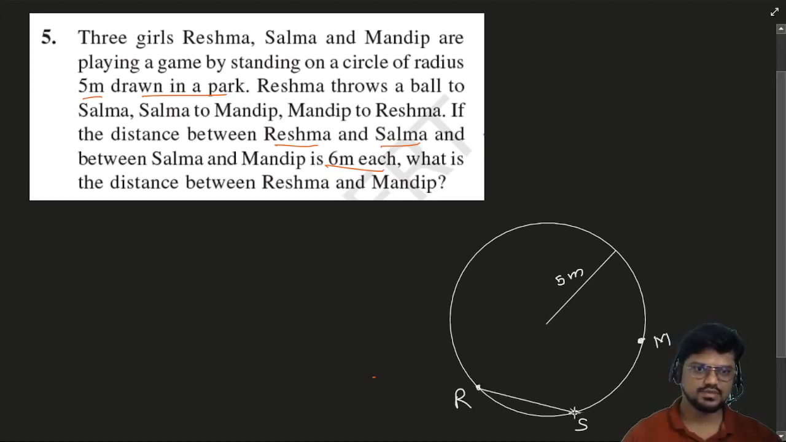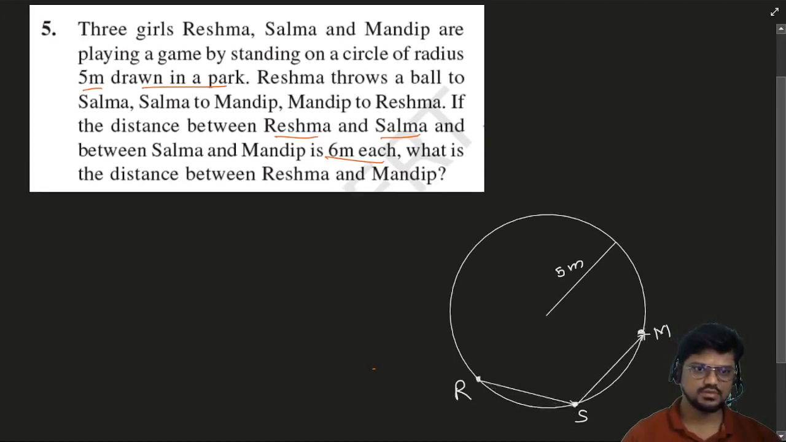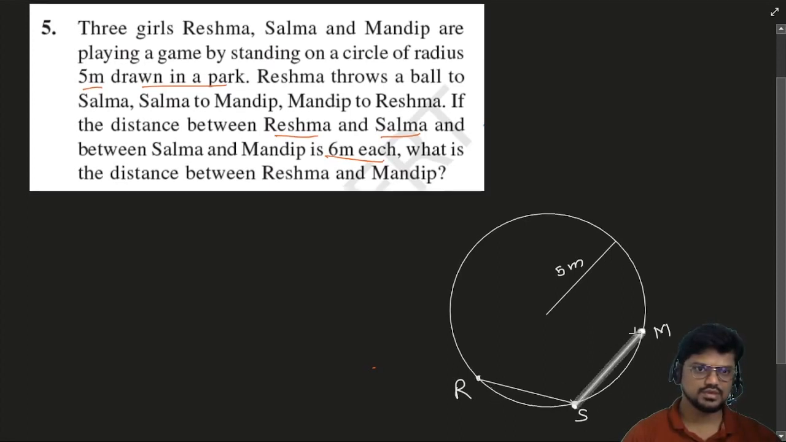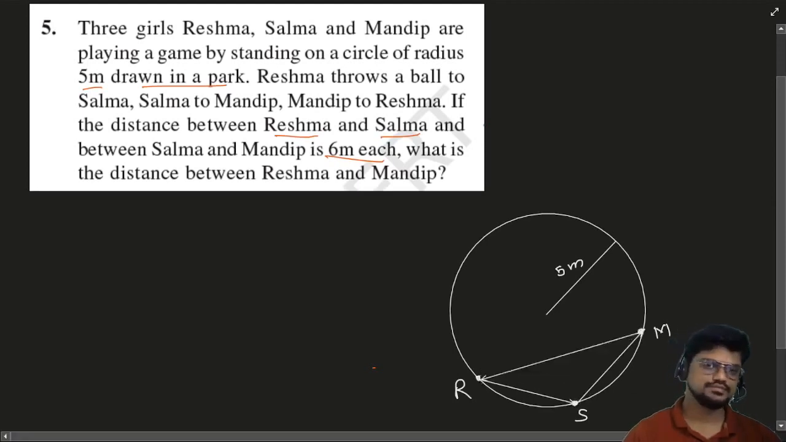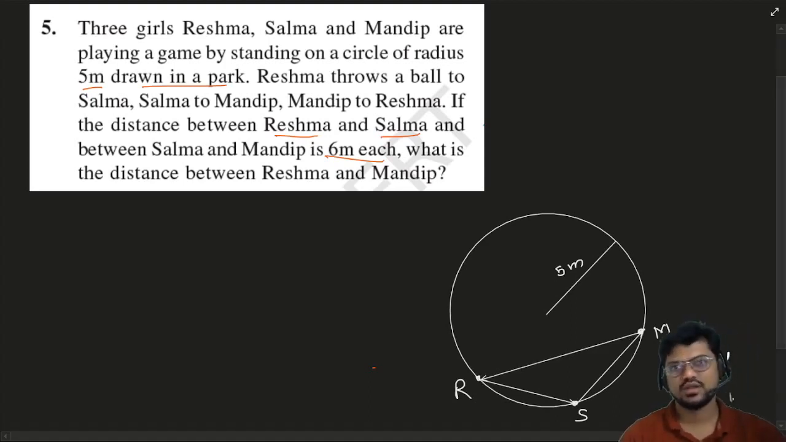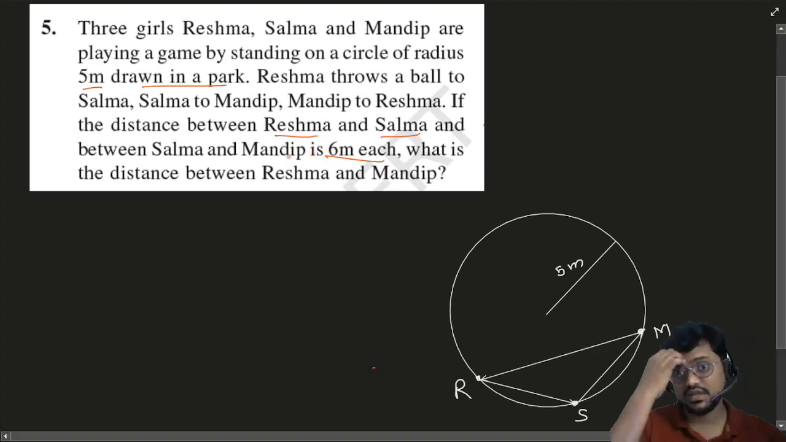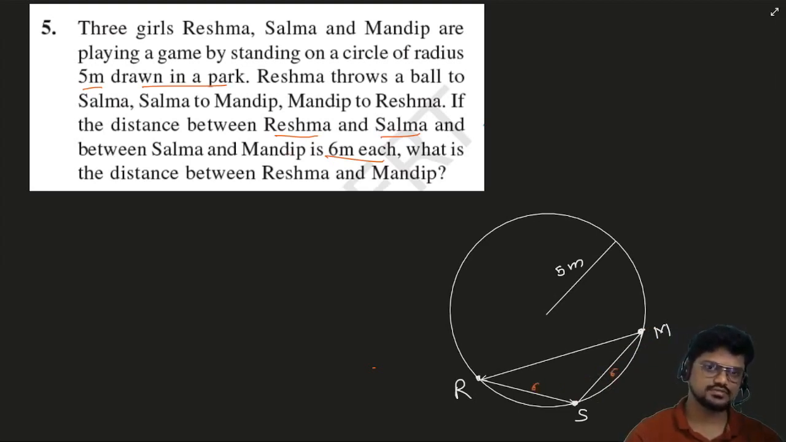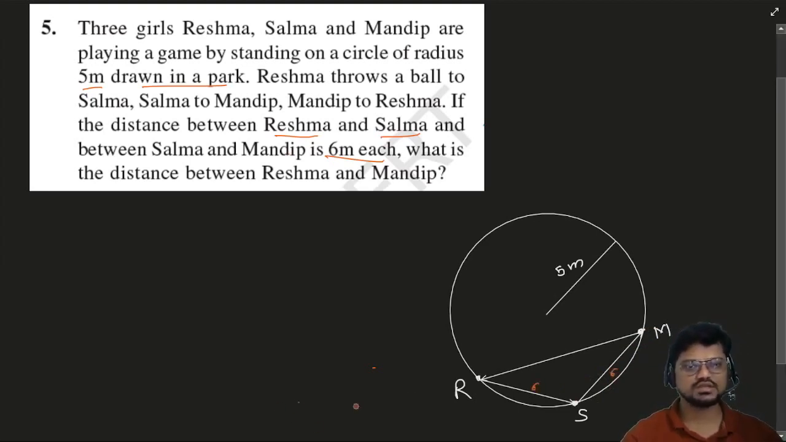Reshma to Sandeep, Sandeep is giving to Mandeep, sorry, Salma, and then he is giving to Reshma again. Fine. The cycle of passing the ball is like this. Now what have they given? If the distance between Reshma and Salma and Mandeep is 6 meter each, that means if this is 6 and this is also 6, then what is the distance between Reshma and Mandeep?